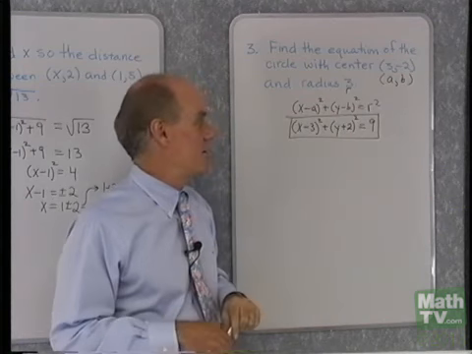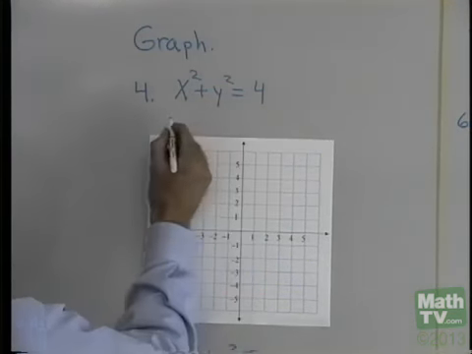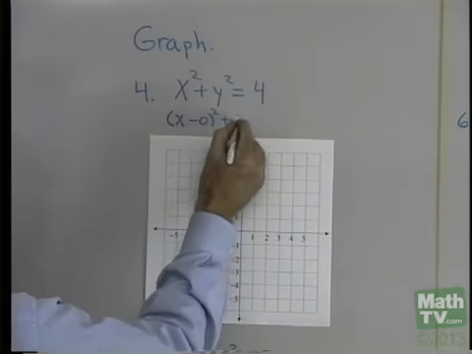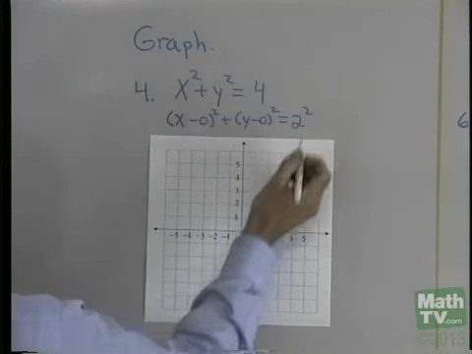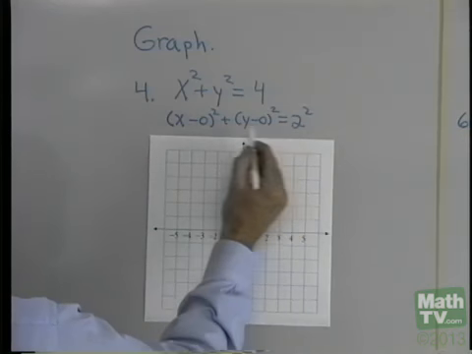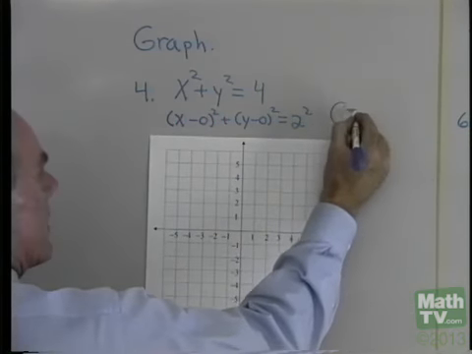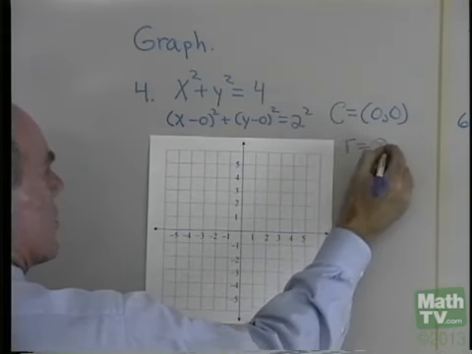What I want to do next is graph a couple of circles. I'm going to graph the circle x squared plus y squared is equal to 4. Now this has the form x minus 0 squared plus y minus 0 squared is equal to 2 squared. So I can tell by looking at it this way that the center is going to be at 0, 0, and the radius is equal to 2.